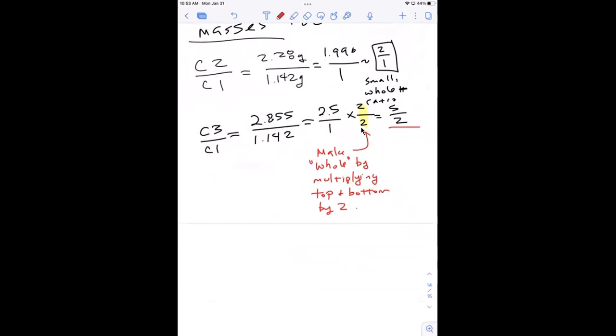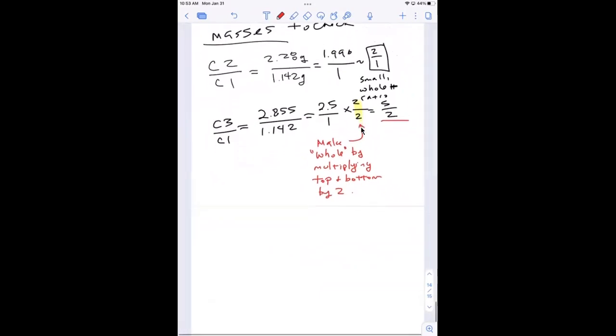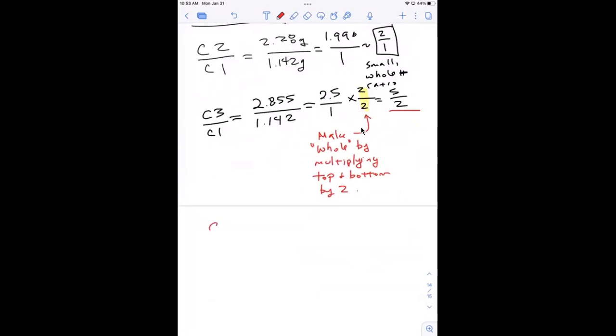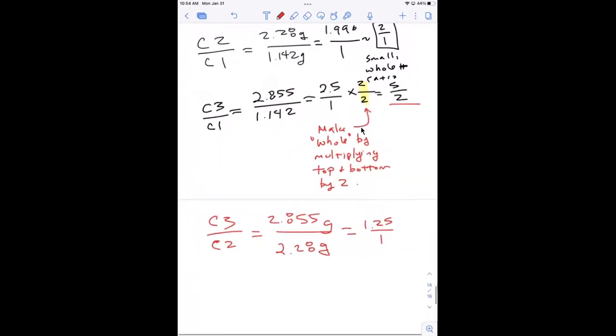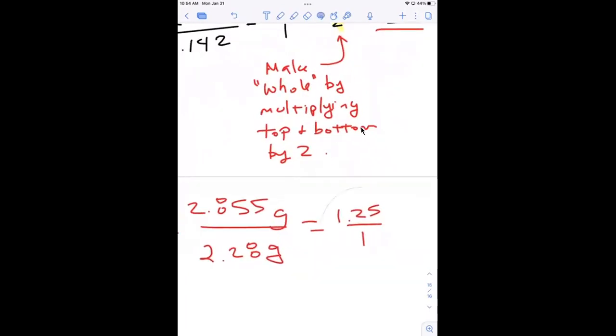Now let's do the last one. Let's take the second compound 3 and compare it to compound 2. So that's going to be 2.855 grams of oxygen divided by 2.28 grams of oxygen. What do you get? 1.25 to 1. All right. How can I make that whole? What can I multiply by to make that whole? 4. I can multiply both top and bottom by 4.